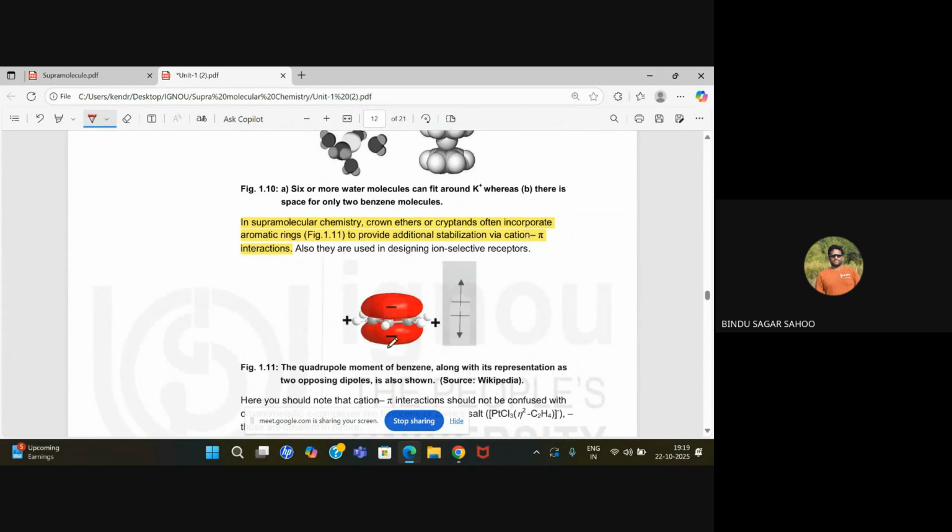Or I can say the negative charge direction is just like from the outside towards the ring. That's why this direction is just like that. Before also, in benzene, the pi electron density will be present above the plane or below the plane.